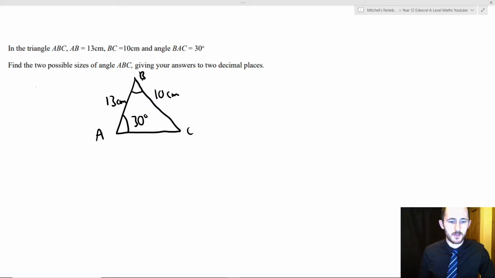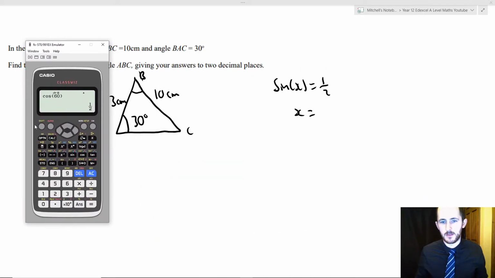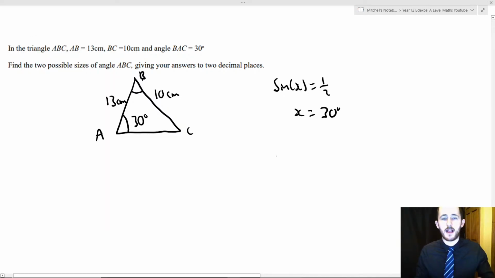Giving your answers to two decimal places. So I think this is quite important. But if I asked you sine x equals a half, what does x equal? I'm going to assume that most of you would go to your calculator and do inverse sine of a half, right? And you'll say that it equals 30 degrees. And you'll probably say that that's the only value. There's actually an infinite number of values.